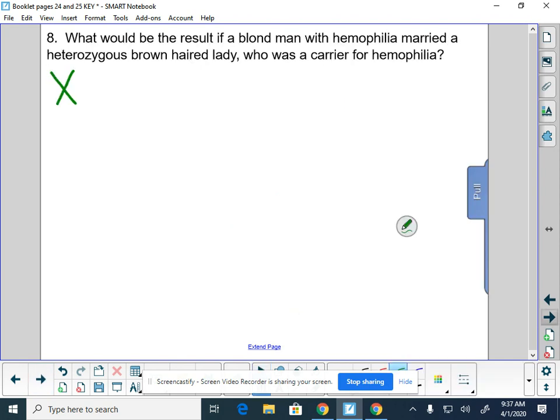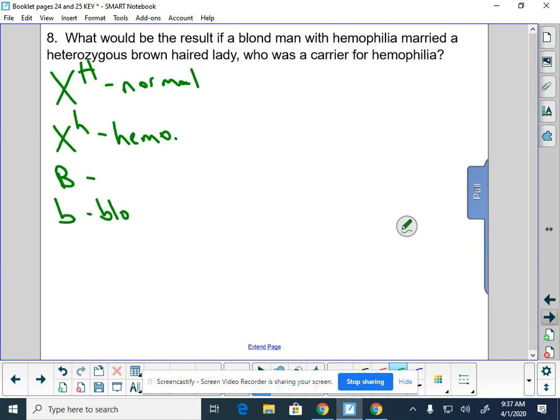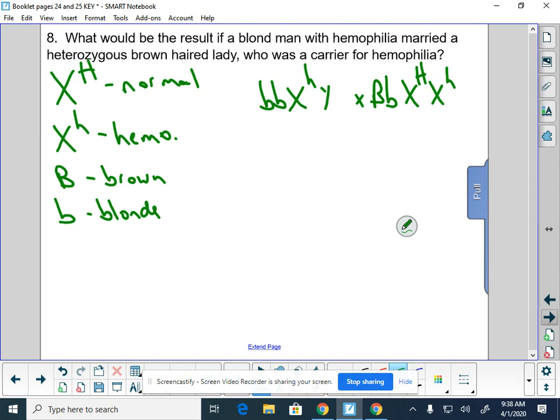So we know that hemophilia is a sex-linked trait, a recessive sex-linked trait. So lowercase h on the X chromosome is a hemophiliac. Just go hemo. So we've got the cross there. We've got the male. Of course, we've got brown hair still. Big B, little b for blonde. I don't think I actually said that on here, but brown hair is dominant, blonde hair is recessive. So the dad, little b, X little h, Y, and the mom is heterozygous and heterozygous for hemophilia. She's a carrier for hemophilia.